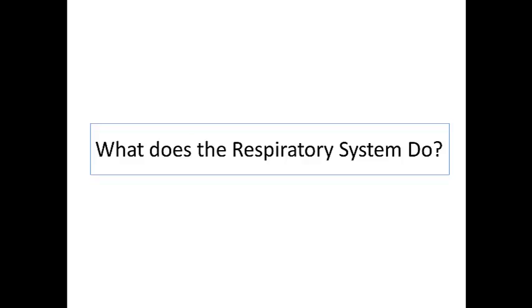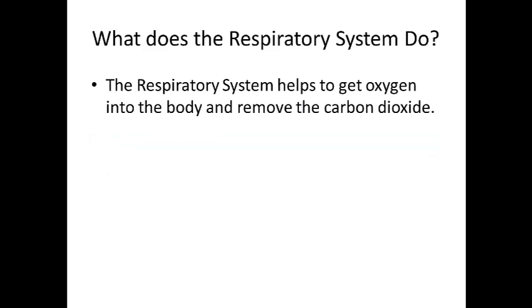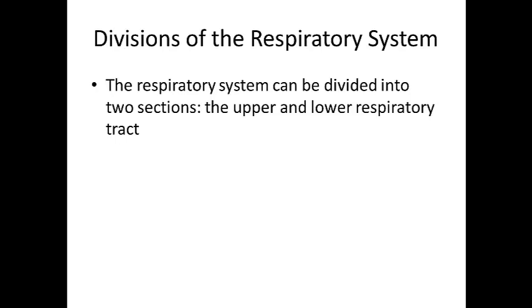The respiratory system manages to absorb oxygen and remove carbon dioxide through a series of divisions or pathways that lead into and out of the body. The respiratory system can be divided into two sections, which are the upper and the lower respiratory tract.